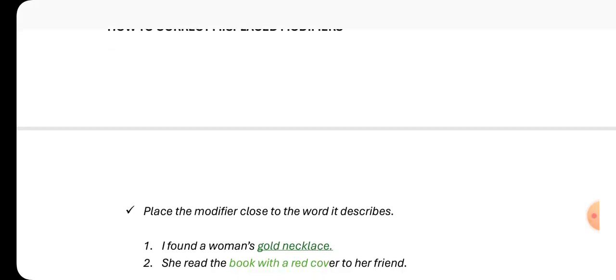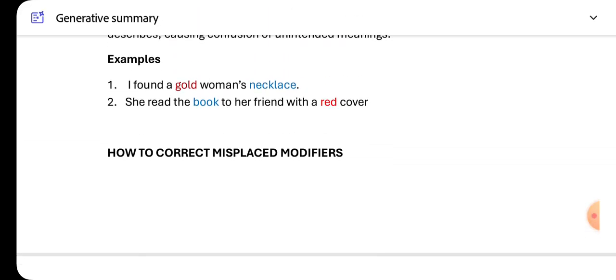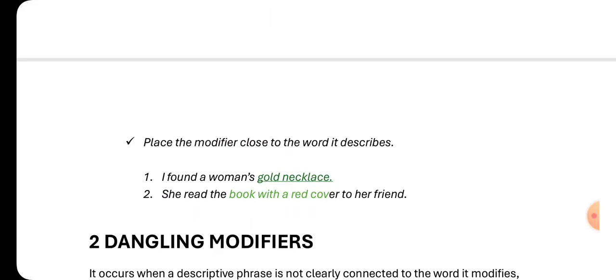So now let's look at the examples I gave. I said that I found a gold woman's necklace, and two, she read the book to her friend with a red cover. So now let's correct it.